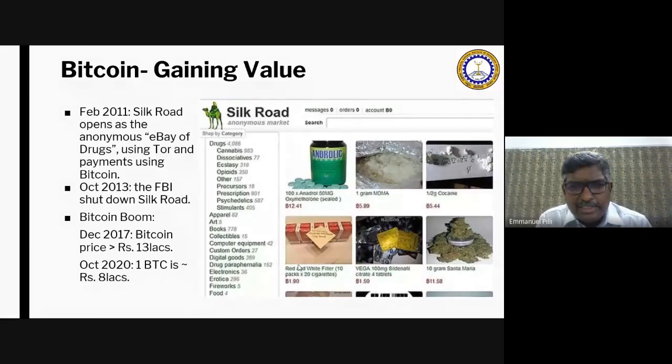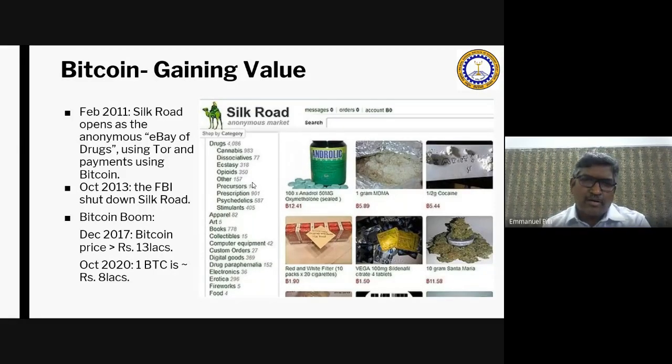Basically, Bitcoin was set up as a means of making payments in a different mode. So you have what is called the Silk Road. Earlier, the Silk Road was where people used to travel and sell important things. In ancient times, the Silk Route was where people sold precious items and made a lot of money. But the Silk Road here, in 2011, was the anonymous eBay of drugs, which used TOR and payments using Bitcoin.